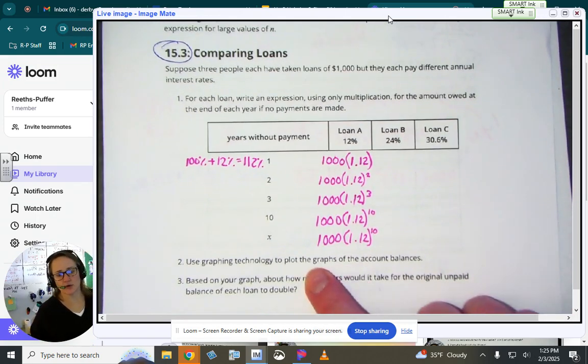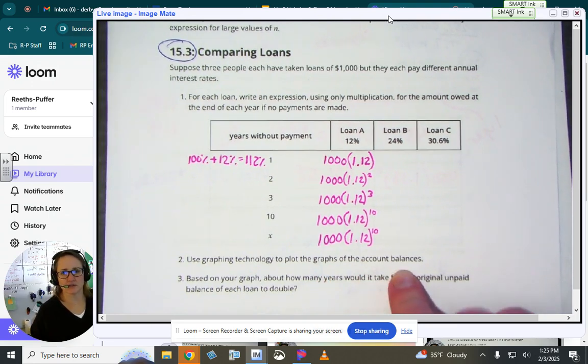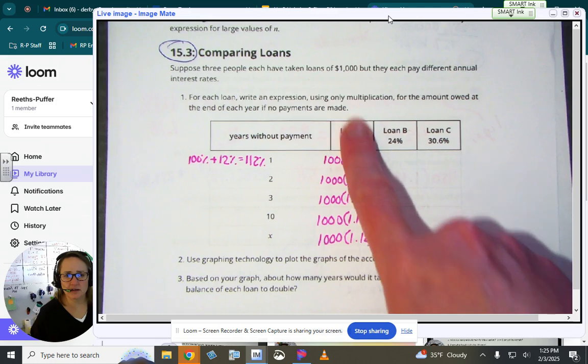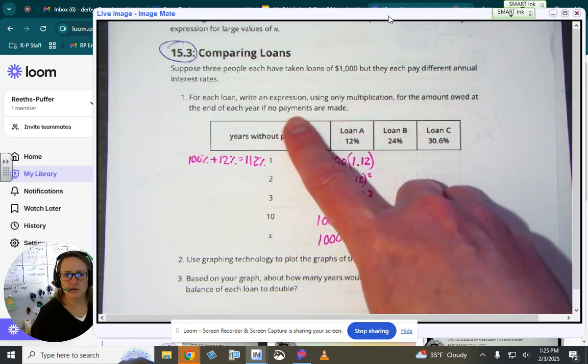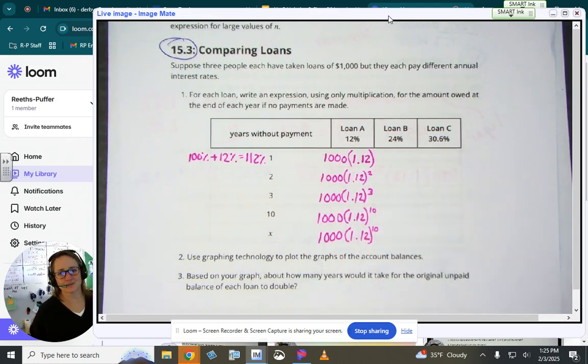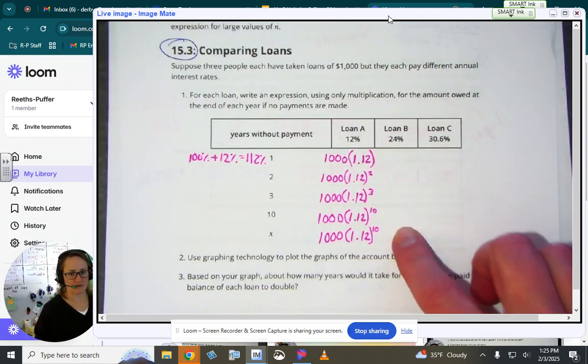It says to use graphing technology to plot the graphs of the account balances. Did it really ask us to calculate each loan for the amount owed? I guess maybe they're asking for us to actually calculate it. I'll do that better with these over here.